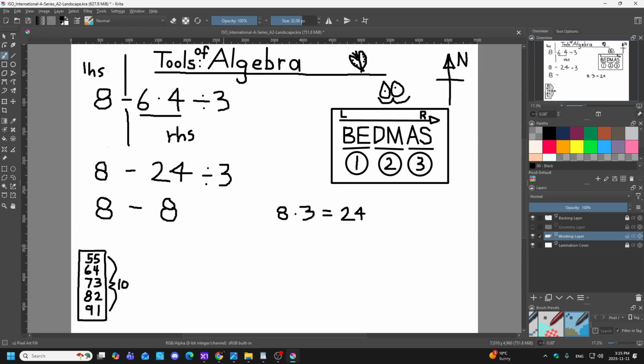Okay? Now we're down to the last step. Step 3, addition, subtraction. Our answer, as you know, is going to be 0. If you had 8 apples and you gave away 8 apples, you will be left with 0 apples.